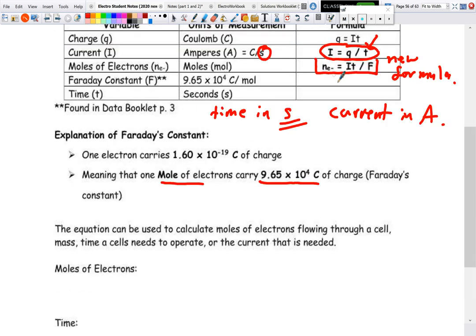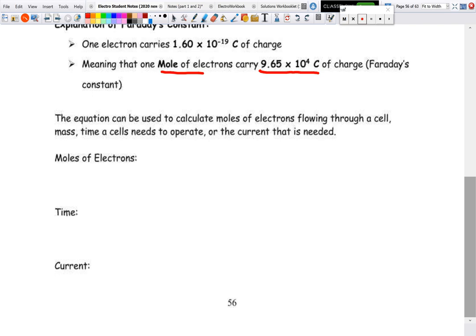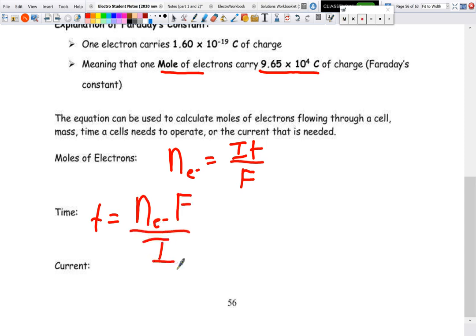Now, our formula here: number of moles of electrons equals IT over F. Of course, we can rearrange this equation. We can solve for time, so just remember time's up here. If we need to isolate it, we multiply both sides by F, Faraday's constant, and divide by current, and we get the formula: time is equal to the number of moles of electrons times Faraday's constant all over current. And if we wanted to solve for current, I is equal to the number of moles of electrons times Faraday's constant all over time.